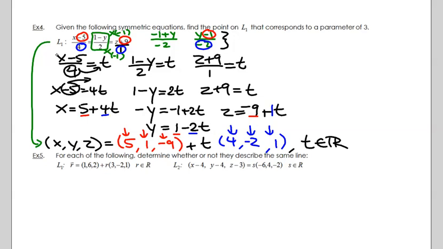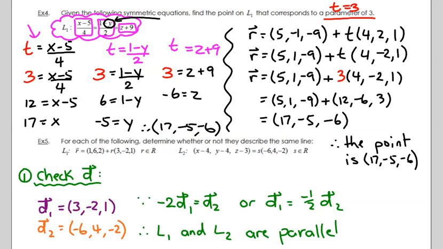So using this equation, I was able to change this guy to this form instead, and then put my parameter, which was 3, in. I started to multiply and expand. Then I started to add my components together, and I get a new point, and that's the point that has a parameter 3 for line 1.